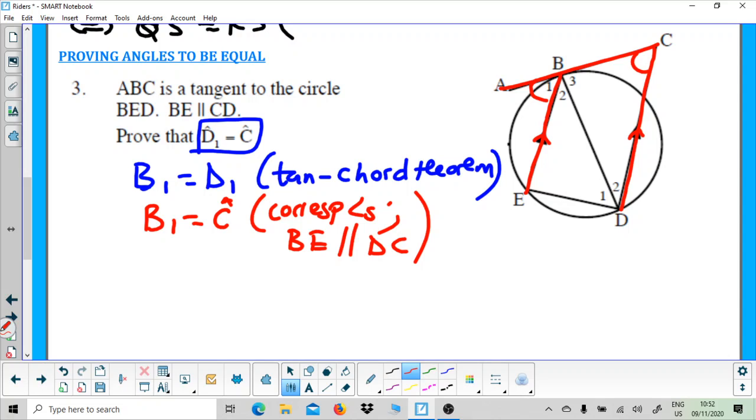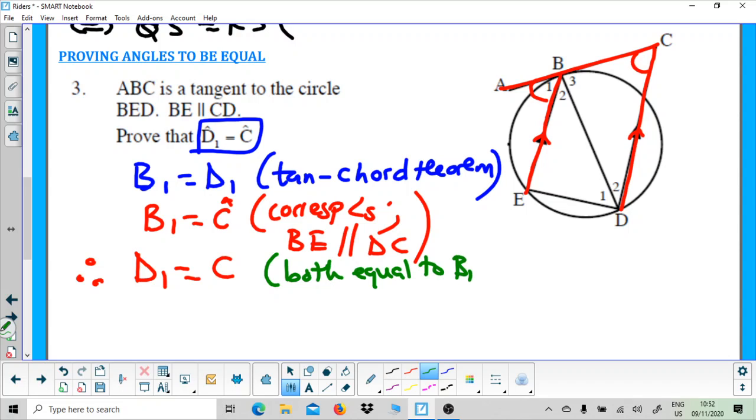So at this point, both D1 and C are equal to B1. So I can really conclude and say, therefore, D1 must be equal to C, because they are both equal to B1. If you are that person who is afraid, you can write "both equal to B1", but it's not a recognized reason at all.